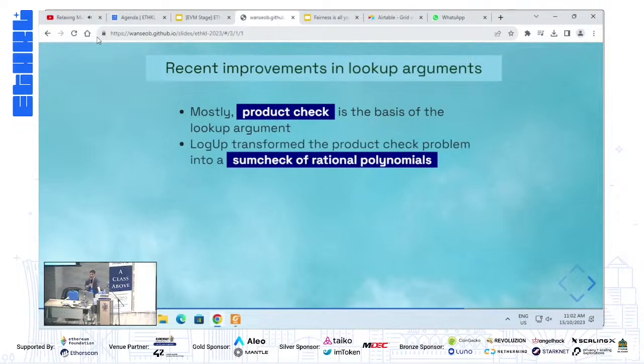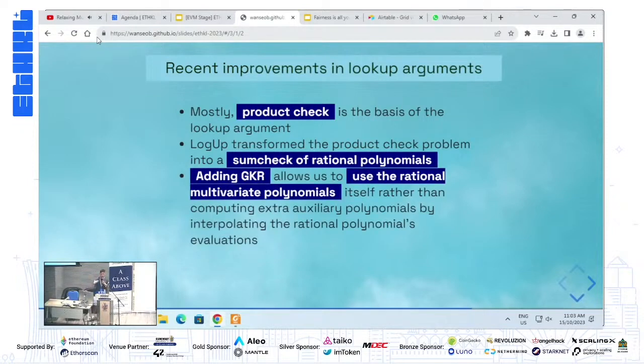And what lookup did is transformed this kind of a product check into a summation. So actually, if you just log a grand product, then it just becomes the summation of the log of each term, right? And then after that, they did the derivatives one more time and converted that into a fractional polynomial.